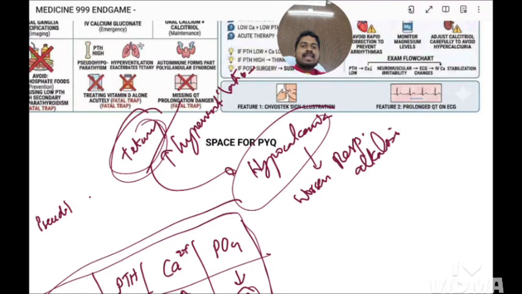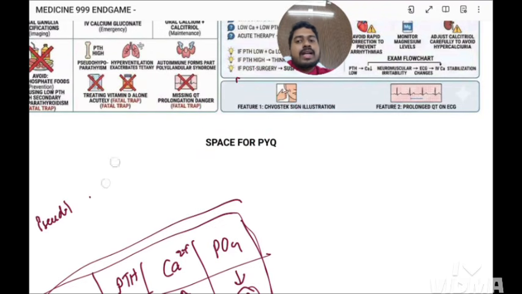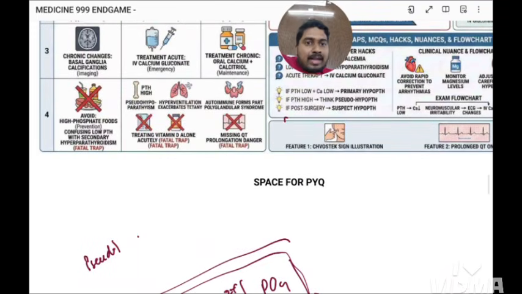Which means a patient has tetany and because of panic or because of pain, he'll start hyperventilating. Then this hypocalcemia will further worsen, as a result of which tetany will worsen. So that is because of respiratory alkalosis. Respiratory alkalosis worsens hypocalcemia, which worsens tetany. So hyperventilation exacerbates tetany. Next, autoimmune forms are seen in autoimmune polyglandular syndrome.